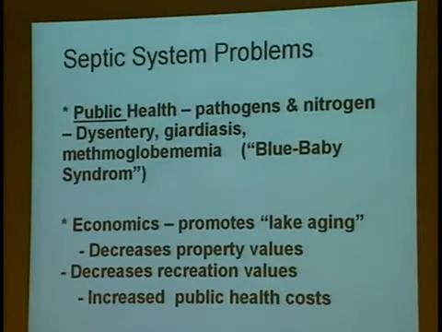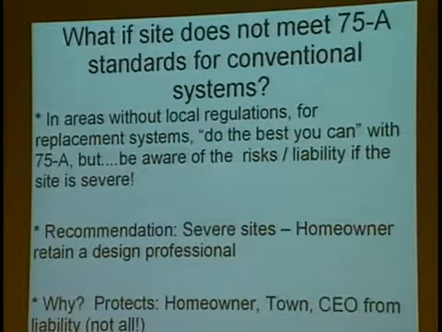Now, what problems do you get with septic systems? Of course, public health problems: pathogens, nitrogen, dysentery, giardia. Long term, basically what it is is blue baby syndrome if you have too much nitrogen in your water supply. It impedes the cellular growth of infants. Other septic problems: it creates economic problems. It promotes lake aging, which you people are experiencing. It decreases property values. It can decrease recreation values. Also, it increases your public health costs.